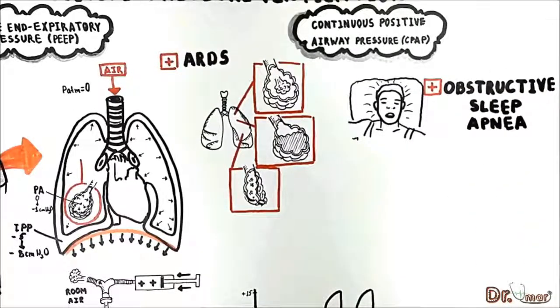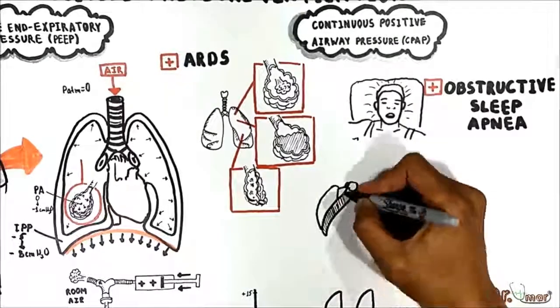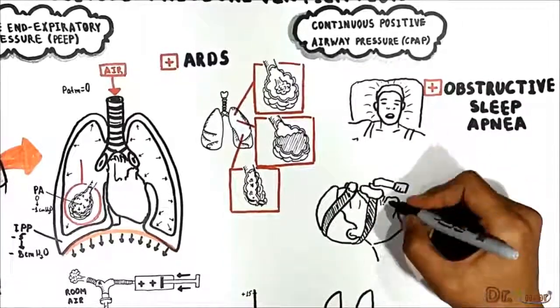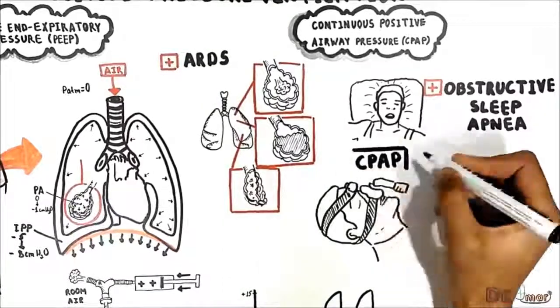Obstructive sleep apnea is a common form of sleep apnea characterized by pauses in breathing or periods of shallow breathing during sleep. Each pause can last for a few seconds to several minutes, and they may happen many times a night. It is caused by complete or partial obstruction of the upper airway. One way to help such patients and prevent periods of sleep apnea is continuous positive airway pressure.